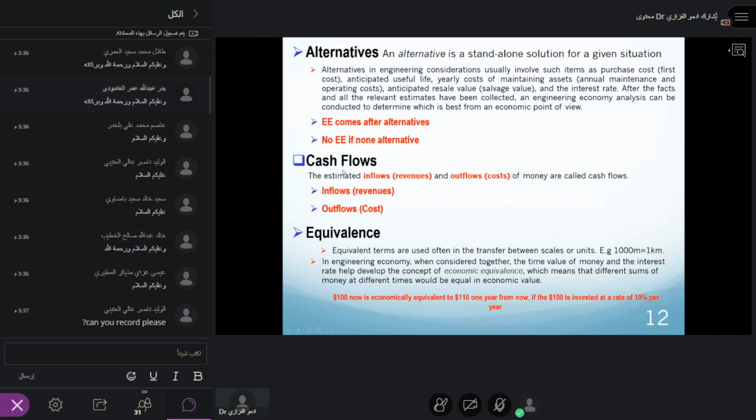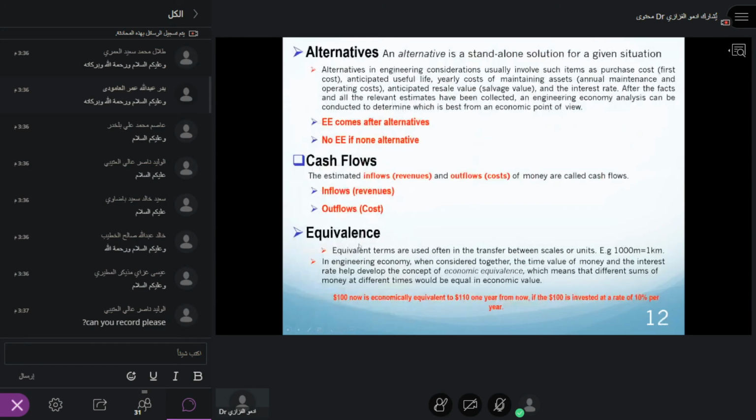Then cash flows. Cash flows are the estimated inflows, that is the revenues, and outflows, that is the cost of money. These are called cash flows. So you have cash always flowing in the industry. For example, you have a shop: you have cash that is coming in, people are buying your goods, and then you have cash that is going out. That is the money you use for maintenance, the money you use for paying workers their salary and so on. So these are cash outflows. Inflows are revenues, that is the money that comes into the industry, and outflows are money that goes out of the industry. Okay, that is revenues and cost.